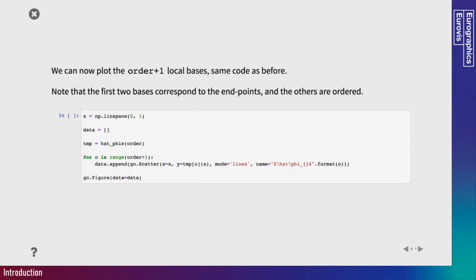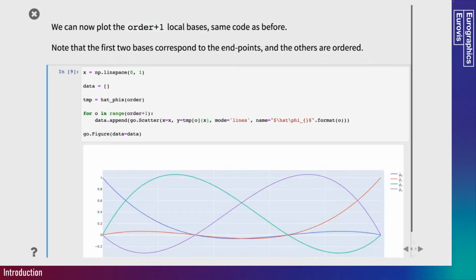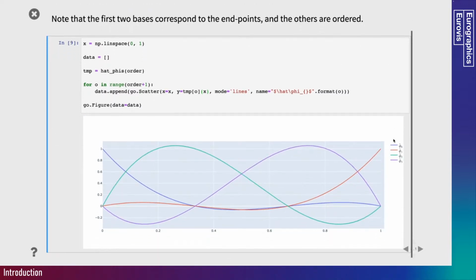So now that we have the basis, what we can do is, as before, try to plot them. Now if we're going for cubic, we should have 4 bases instead of 2 as we were doing with linear. So what I'm doing here is sampling the reference element 0, 1, and then for every base evaluating it and plotting it. And this is how our 4 cubic bases will look.